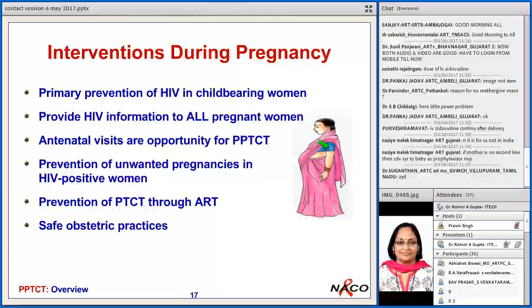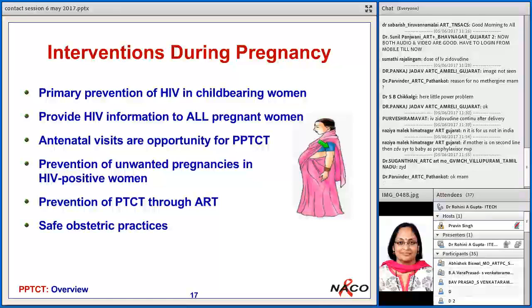There is a question about why methergine is not to be given. See, injection methergine is not to be given if the mother is on efavirenz or a PI based regimen because of drug interactions. If the patient is not on either of these medicines, the mother can be given methergine.